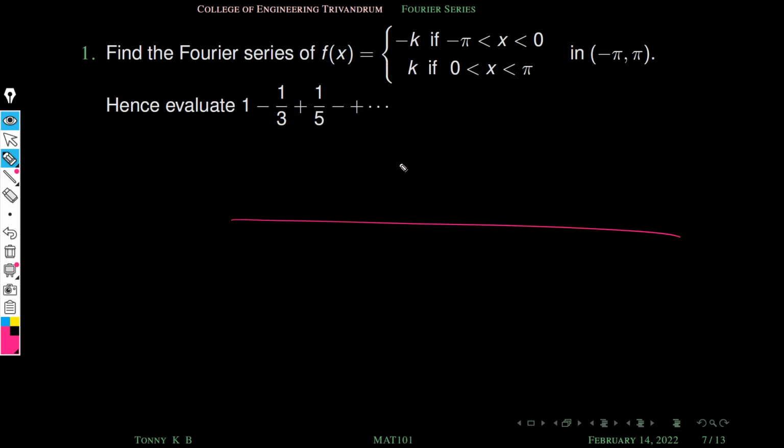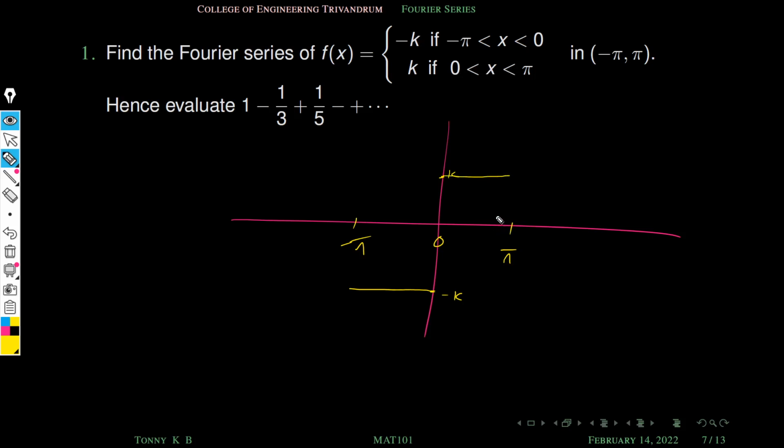So how to draw this function? Suppose k is somewhere here, k is positive. Then it is given that if x is in between minus pi to 0, then the function value is minus k. If it is k, then minus k is somewhere here. So this is the function value. Okay, if x is between 0 and pi, then the function is throughout k. So this is the shape of the function.